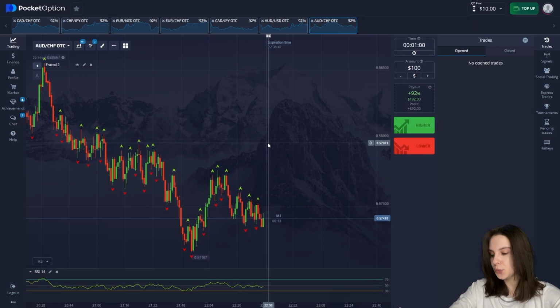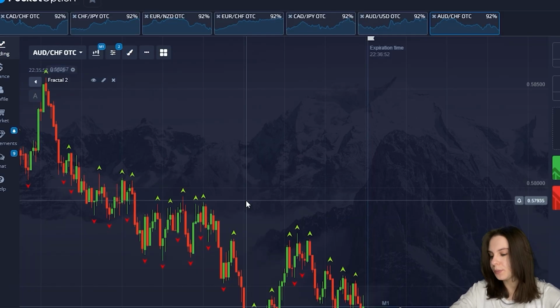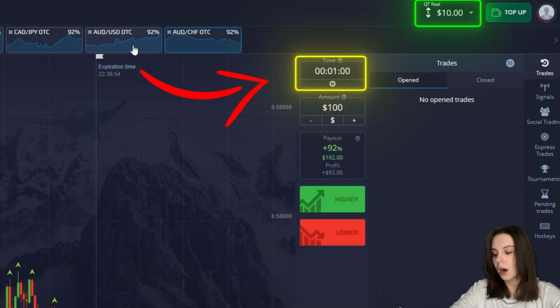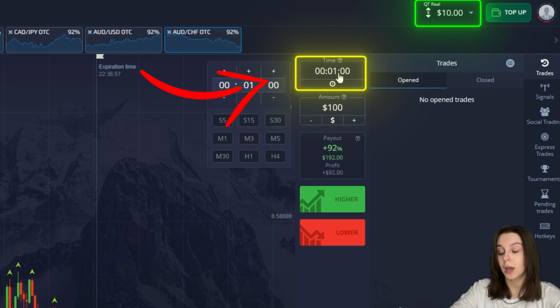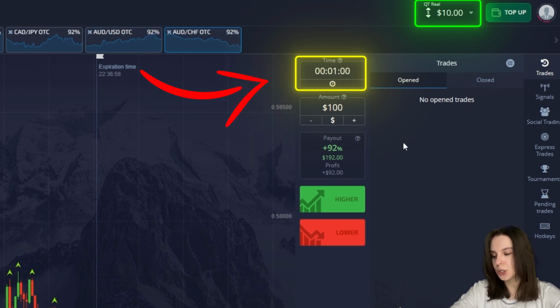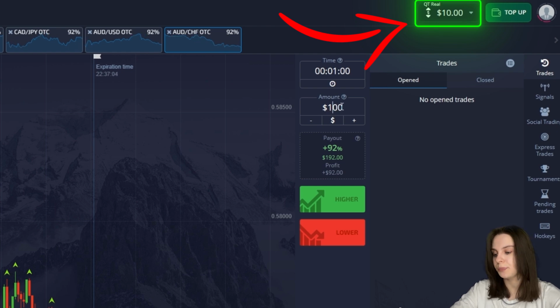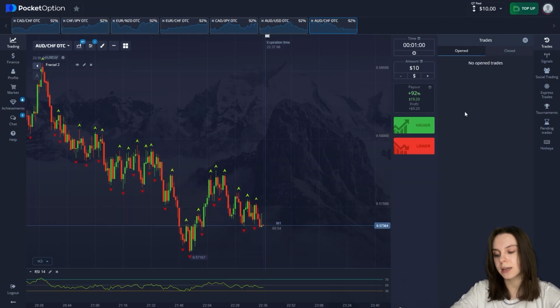Here, dear traders, we are already on Pocket Option, and as always we quickly check all the parameters. We have trading on currency pairs. The time, of course, a minute as always. For the video, this is ideal. Third one, this is the balance. We have $10, so the transaction amount is also $10. Further, we will increase it as our balance grows.